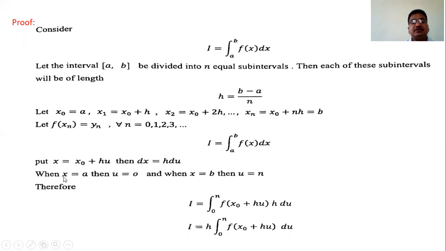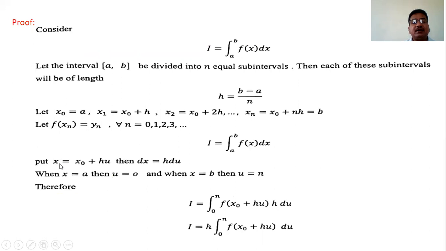What are the limits? The original limit is x equal to a. If we substitute x equal to a in this formula, what do we have? a minus x0, that is a minus a. If we substitute x0 on the left-hand side, we have a minus a, that is 0, equal to hu, and therefore u is 0. So as x is a, u is 0.